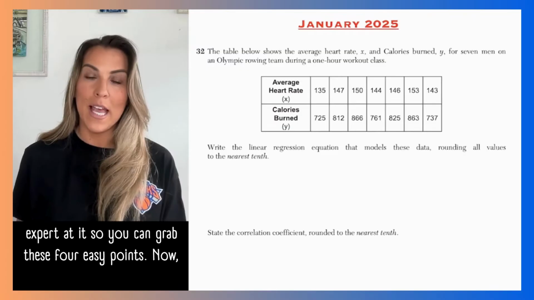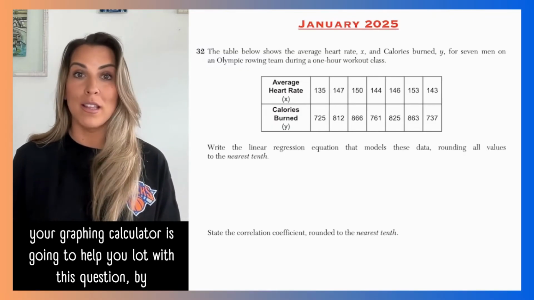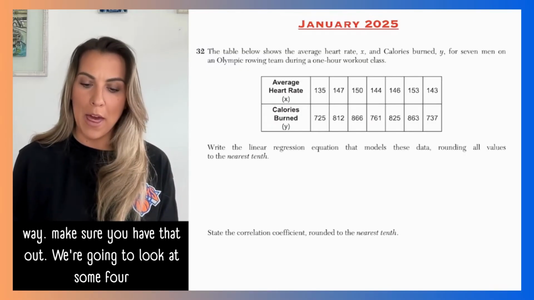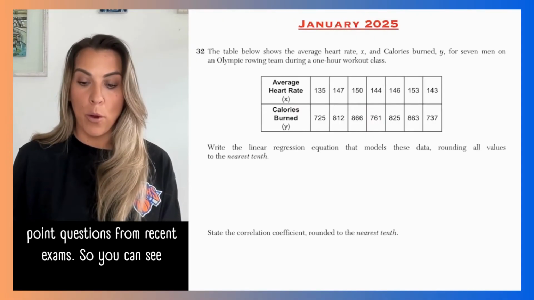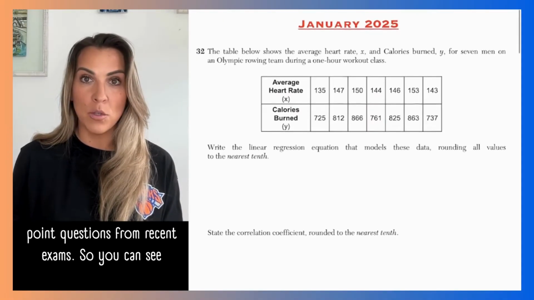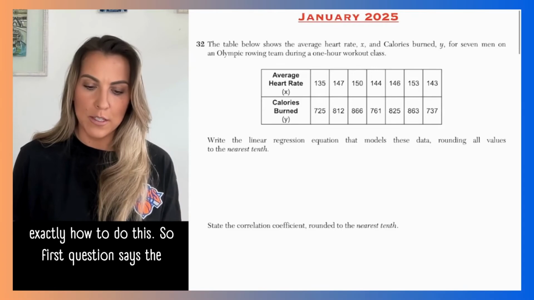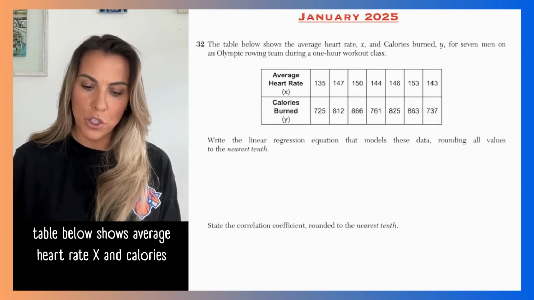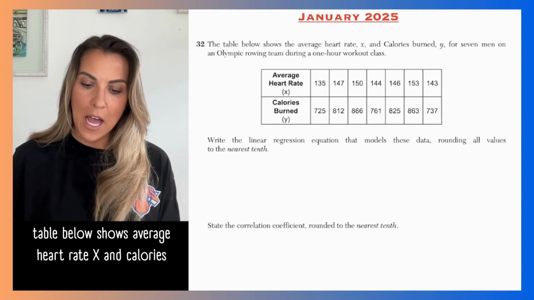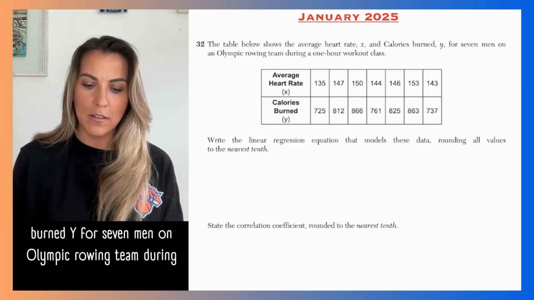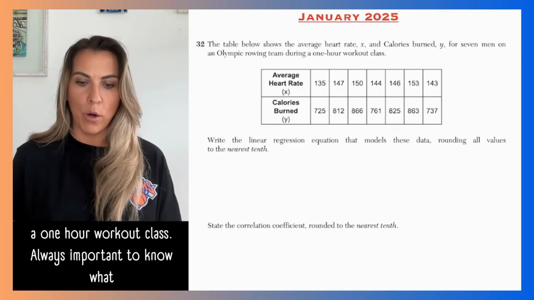so you can grab these 4 easy points. Now, your graphing calculator is going to help you a lot with this question, by the way, so make sure you have that out. We're going to look at some 4-point questions from recent exams so you can see exactly how to do this. So first question says, the table below shows average heart rate X and calories burned Y for 7 men on an Olympic rowing team during a 1-hour workout class.